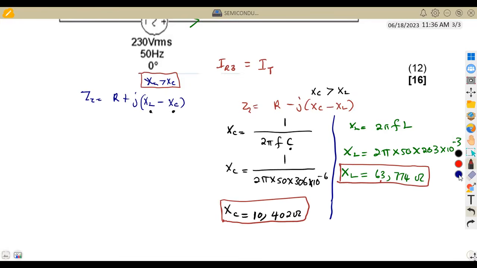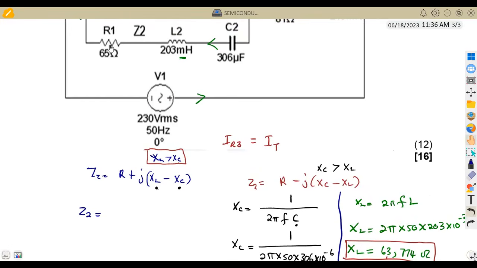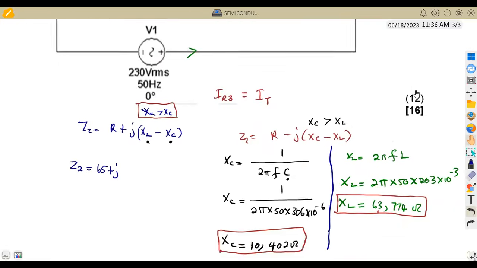So the formula for Z that we are going to take, meaning our Z2, is going to be R plus JXL. If XC is greater than XL, you use this formula. All right, so we've got the resistance here, which is 65. So we are going to have 65 plus J into XL minus XC.